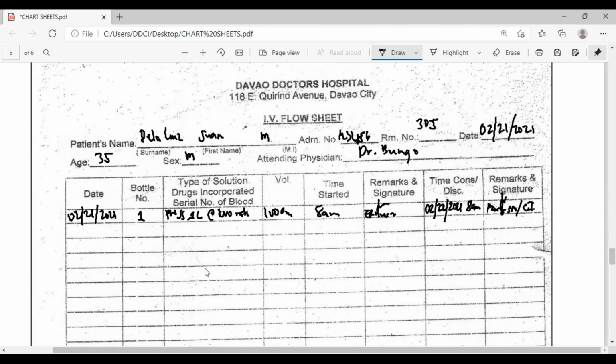Then you insert, you change the IVF to another. So you have your 02/22/2021.